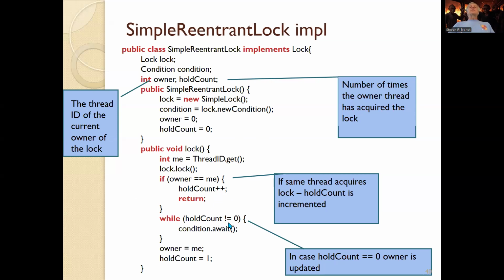Then I return right away after doing that. If the hold count is not equal to 0, that means that somebody other than me is holding the lock. And so I'm just going to await that. And at the end of this, when I get past this part, I'm going to set the owner to me and the hold count to 1. Okay, so if I get through the lock for the first time, then the owner should be me and the hold count should be 1. If I go in the second time, right, we should just increment the hold count and return.